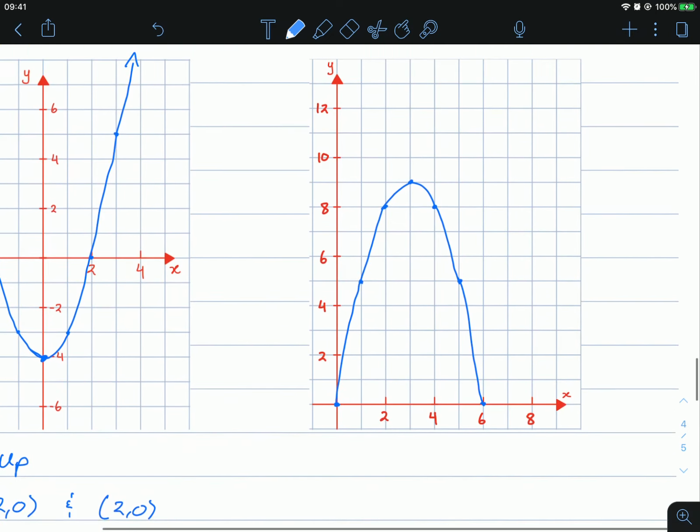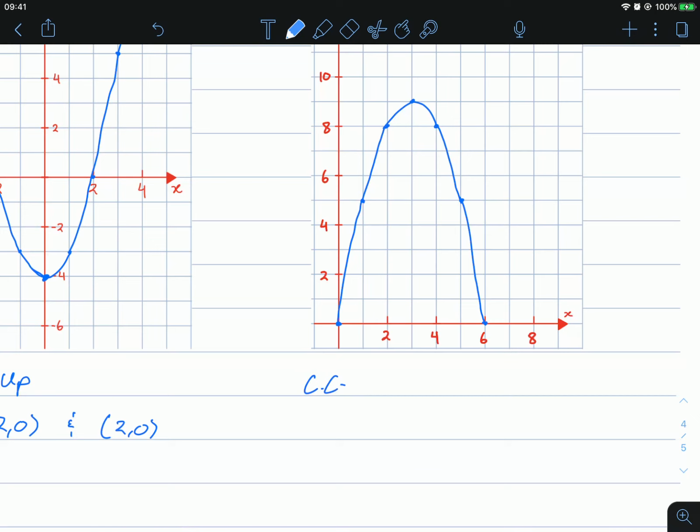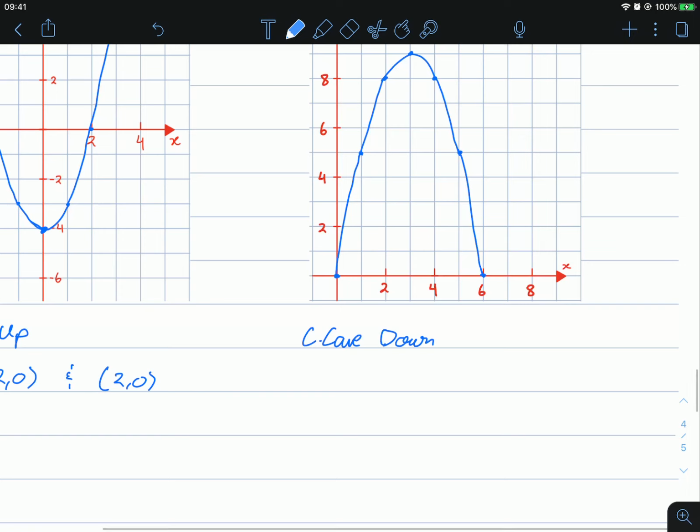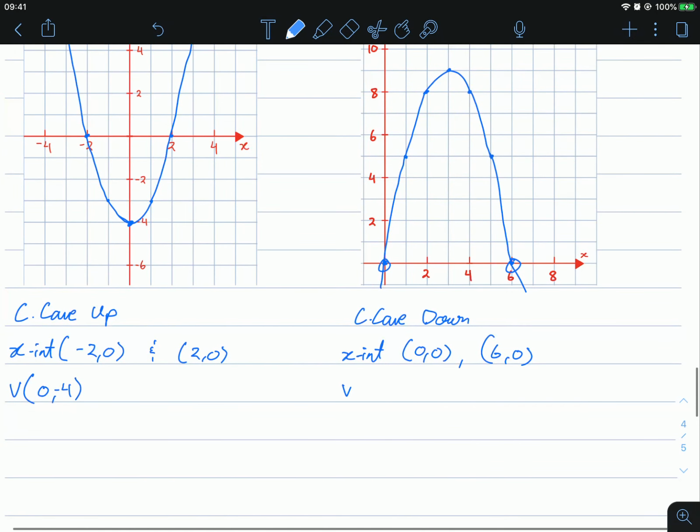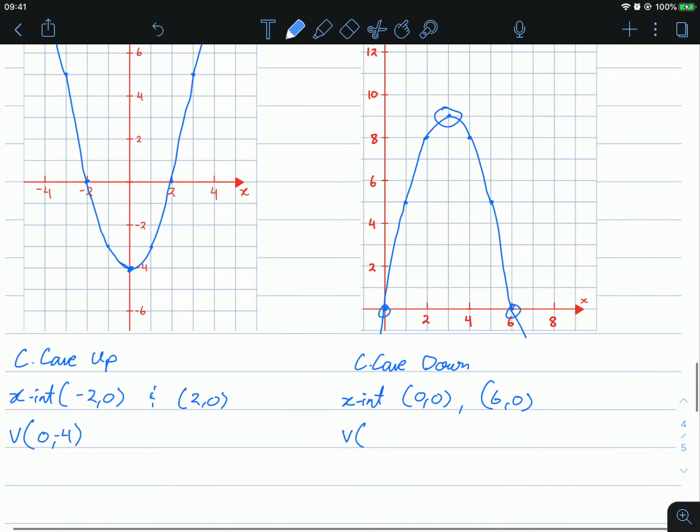And there we have it. This here is concave down. Its x-intercepts, if we were to continue this graph like so, will intercept at those 2 points. So its x-intercept is at (0, 0), there's 1 here, and at (6, 0), this point here. And its vertex, see, is the highest point here. Its x value here is 3, and its y value is 9.